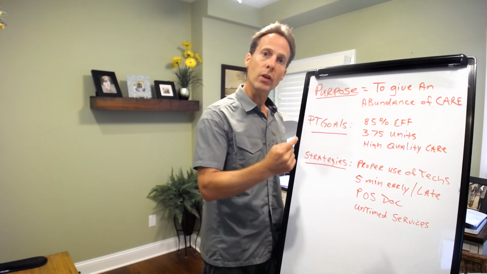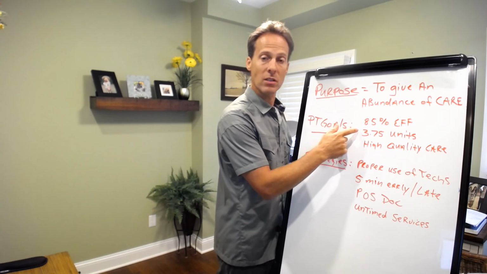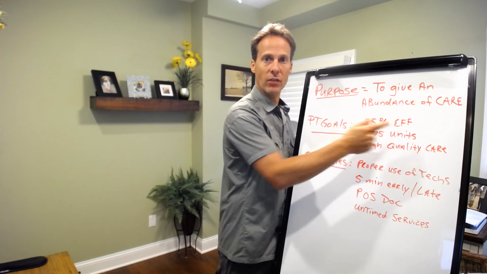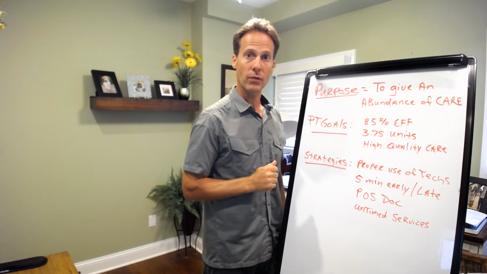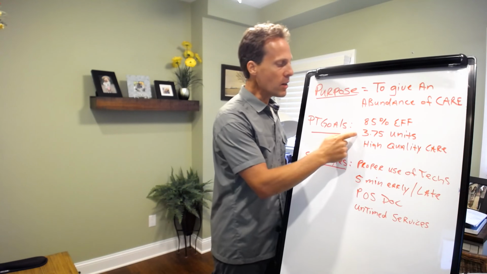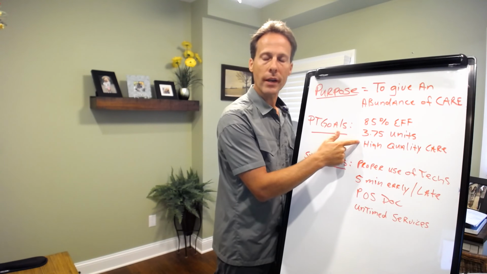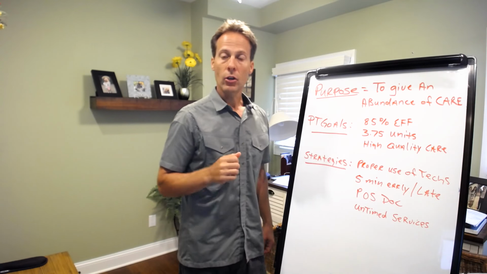In the course of doing that, you've got to find the way that works for you so that you can give an abundance of care with each and every session. 3.75 units per visit. You must average 3.75 units per visit, and you must deliver high quality care. None of this comes at the sacrifice of high quality care. None of it. High quality care should be measured by your outcomes.